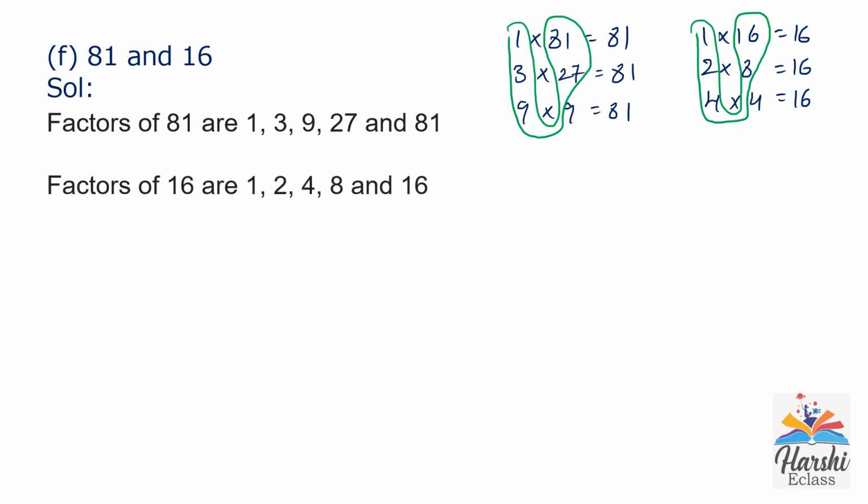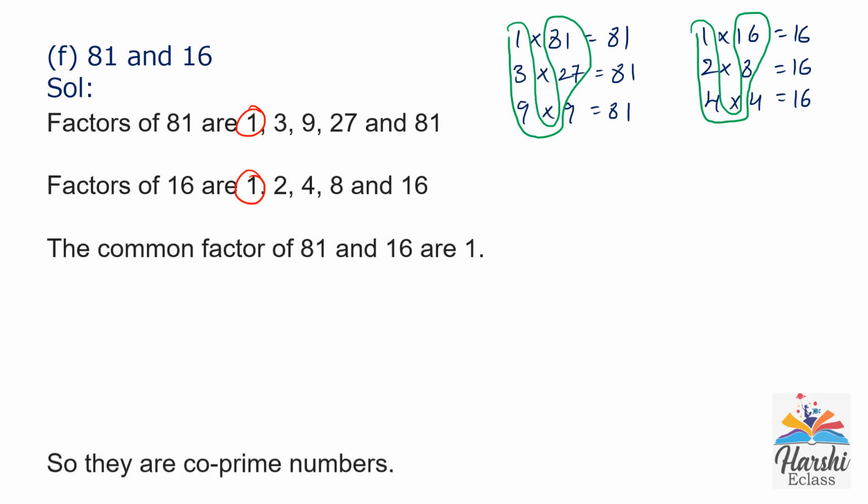Now find the common factors. Only 1 is the common factor here. That means 81 and 16 are co-prime numbers.